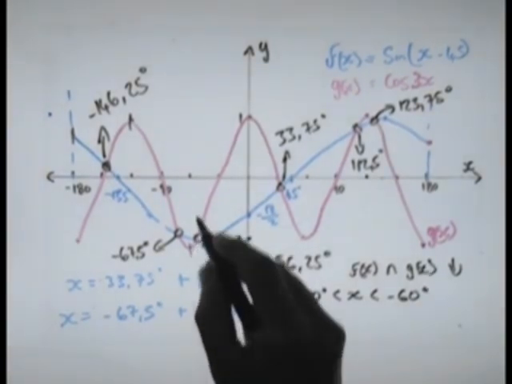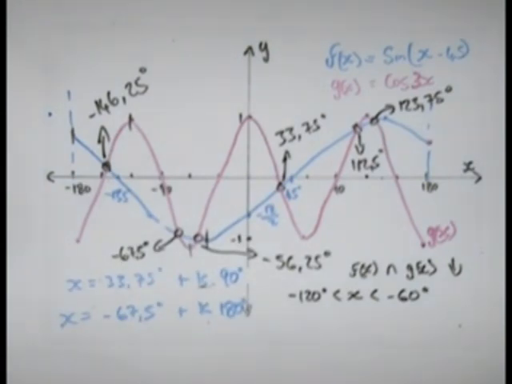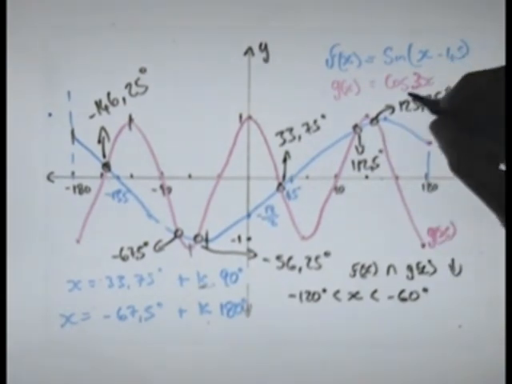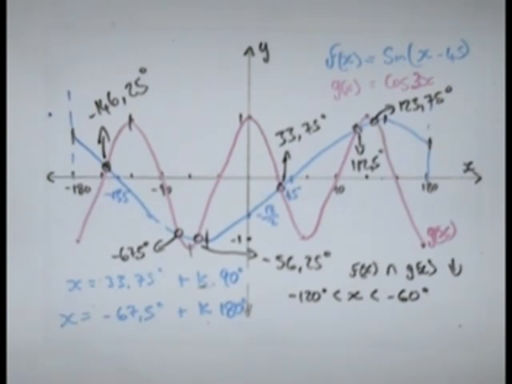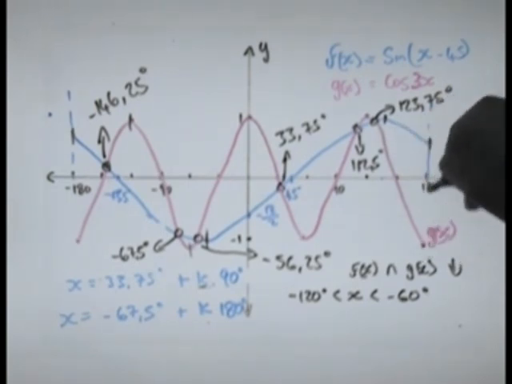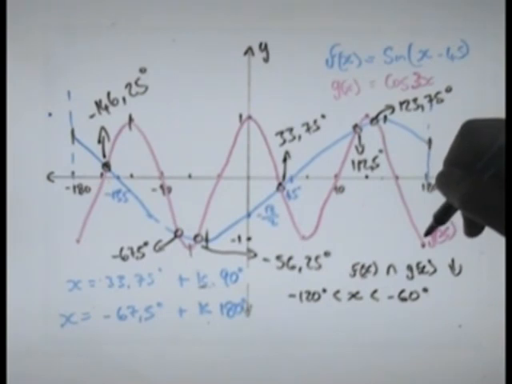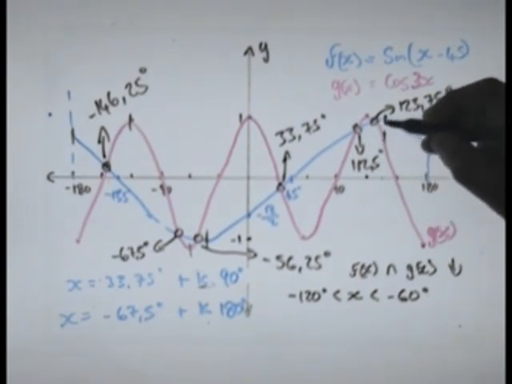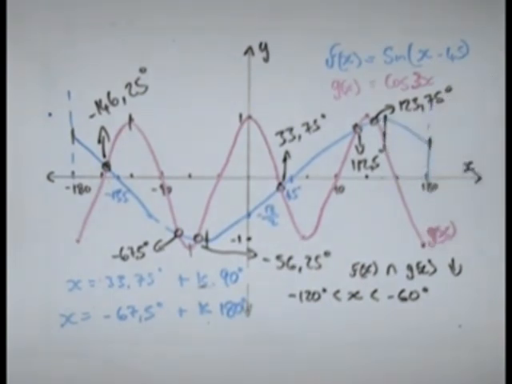It cannot equal negative 60 or negative 120 degrees. The reason it can't equal those 2 points is because that's where the graph is 0 and not necessarily decreasing or increasing. Where else is f of x decreasing? F of x is decreasing from that point till that point. Is g of x also decreasing on that interval? Yes, it is. So it will be from that point all the way up until that point.